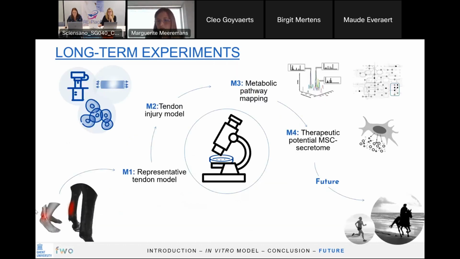So in the future, in our model, it will become possible to study tendon pathophysiology, and novel therapies such as mesenchymal stem cells and their secretome can be studied in a controlled and representative environment in order to help both human and equine patients.